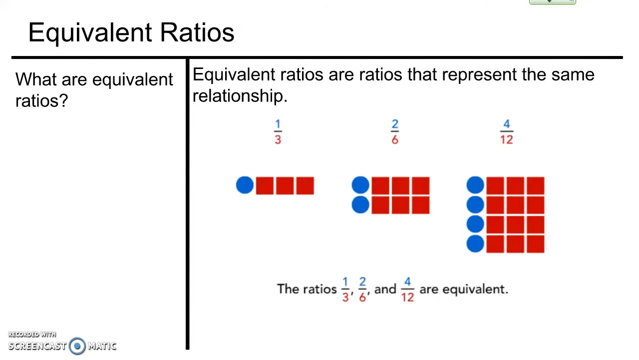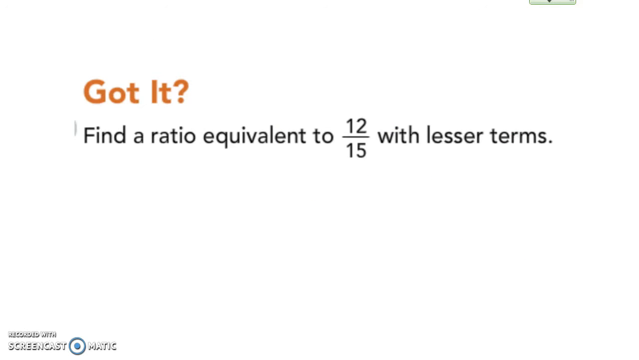So first, let's review what are equivalent ratios. Equivalent ratios are ratios that represent the same relationship. They can either be scaled up or scaled down to equal the same thing. So 1 to 3, 2 to 6, 4 to 12, those are all equivalent ratios. So go ahead on your own and find a ratio that would be equivalent to 12 to 15, but with lesser terms. Hit pause and write that down. When you're ready to check your answer, hit play.